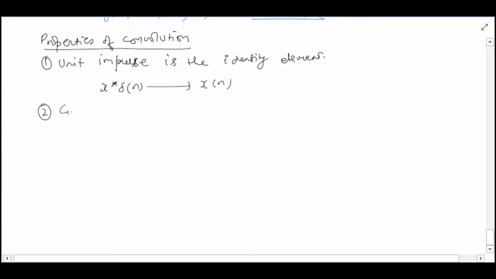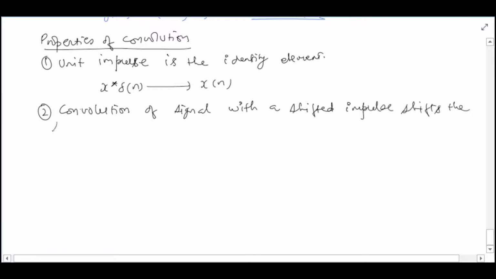Second property is convolution of a signal with a shifted impulse shifts the signal. Mathematically, convolution of x[n] and delta[n minus n0], a shifted impulse, is x[n minus n0].